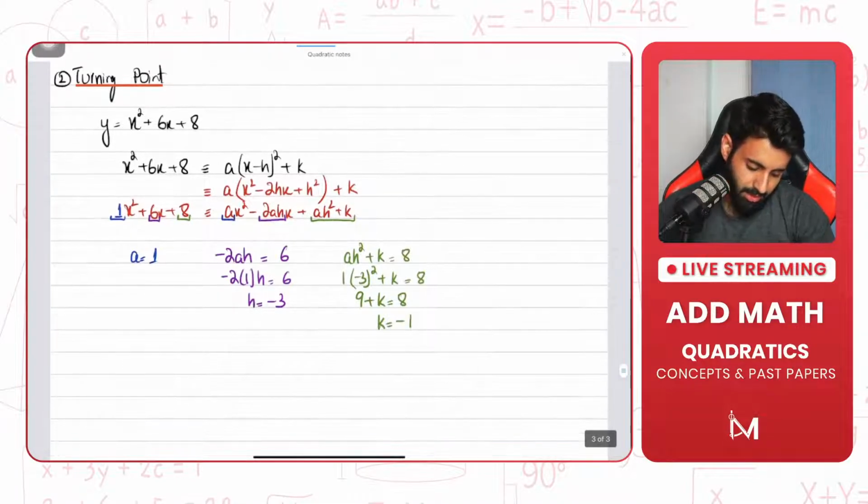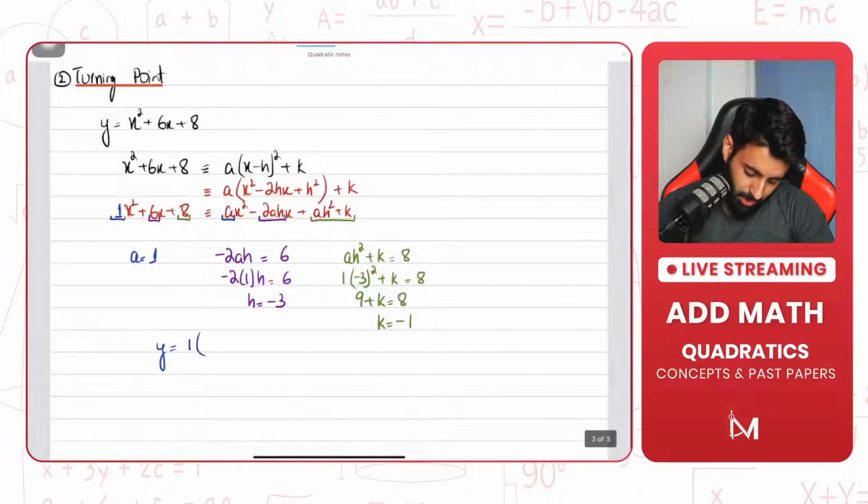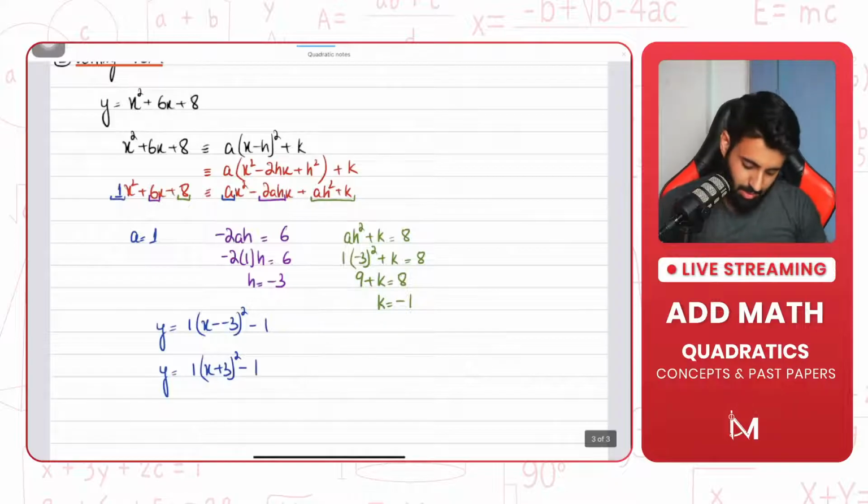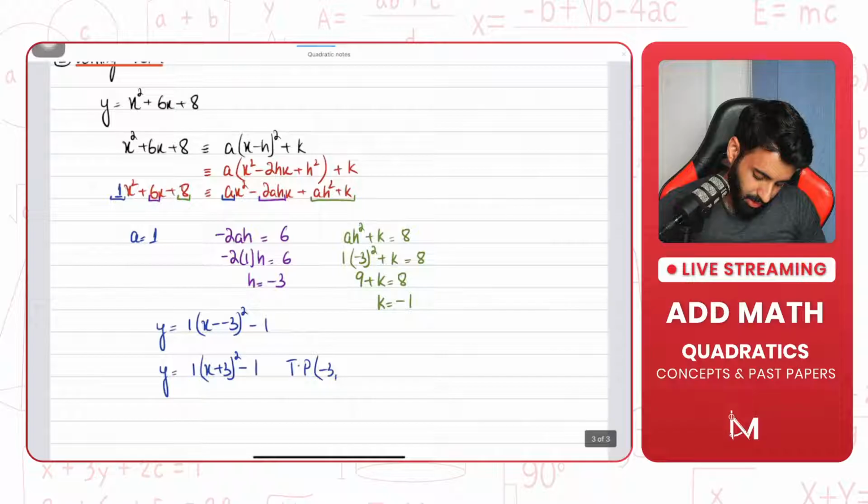Okay. Now that you have all the values in place, you put this all together. So y is equal to a, which is 1, x minus minus 3, the whole thing squared, plus k, which then becomes minus 1. And if you write it nicely, this is what it becomes: x plus 3, the whole thing squared, minus 1. And if I ask you what are the coordinates of the turning point, they will be minus 3, minus 1.